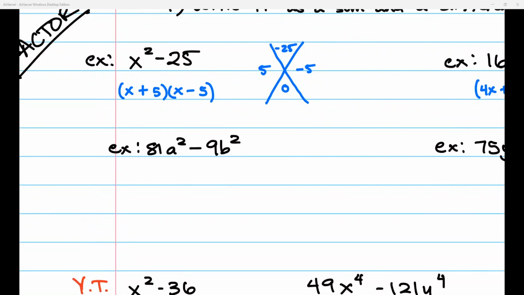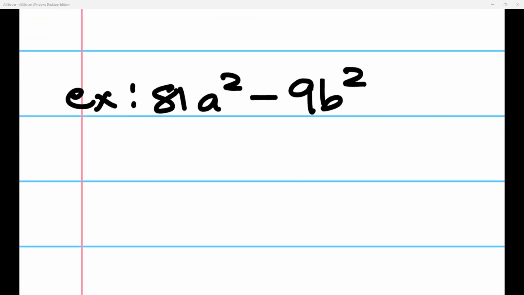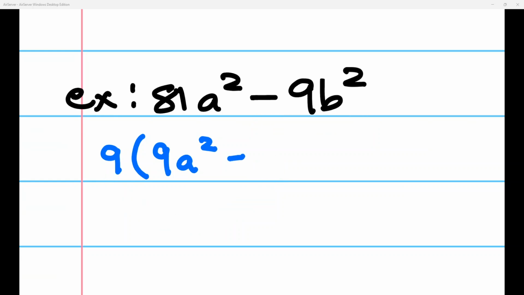Let's take a look at the next one. First step, zero step: is there a GCF? The answer is yes, there is a GCF. The biggest number that divides 81 and 9 is 9. So I'm going to factor out the 9 first. So this becomes 9 parentheses. 9 times what gives me that 81a squared? That's going to be a 9a squared. 9 times what is going to give me that negative 9b squared? Well, that's going to be a negative b squared.